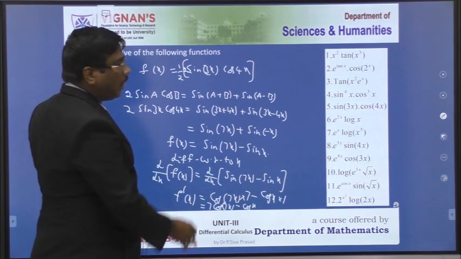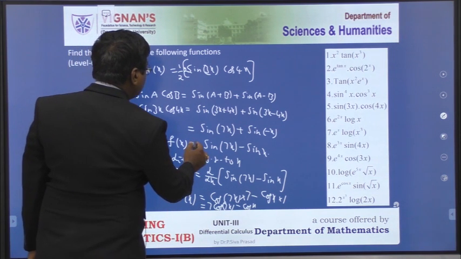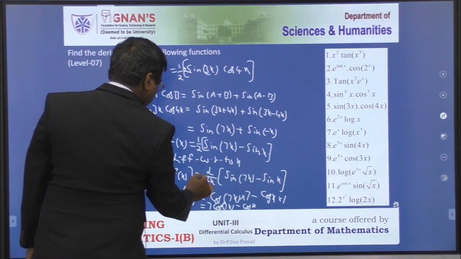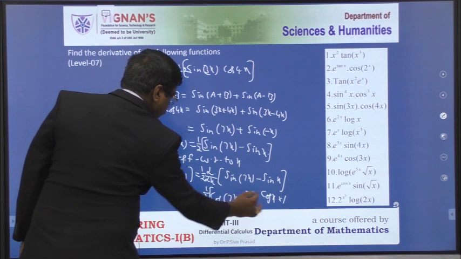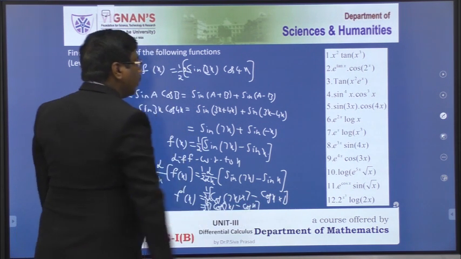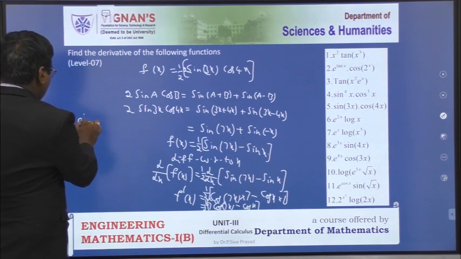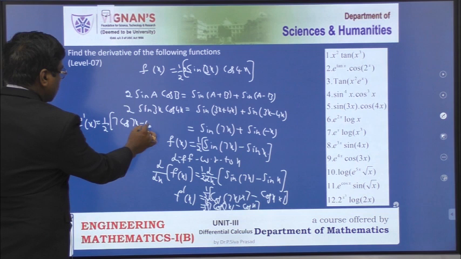Okay, we have left out the 1 by 2 value also. Therefore, here I have to write this one as 1 by 2. So the final answer that we get is f dash of x is equal to 1 by 2 into 7 cos 7x minus cos x.